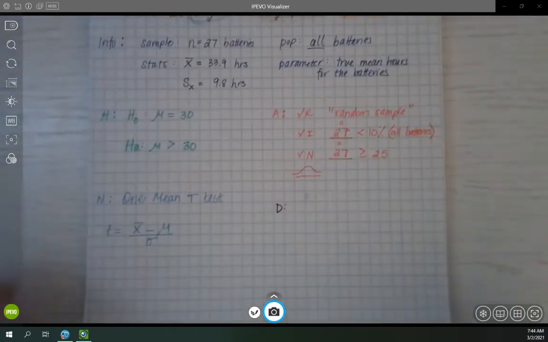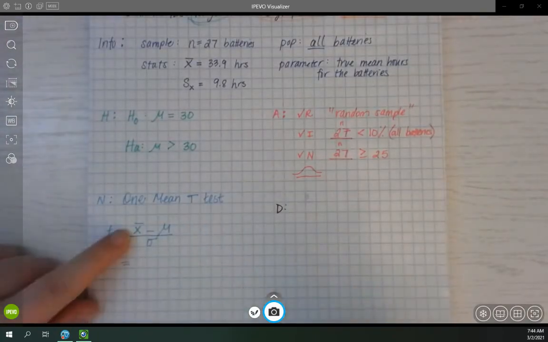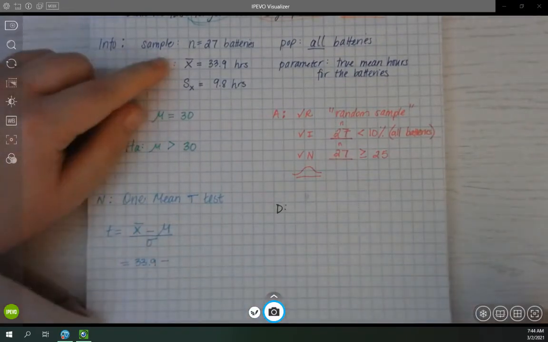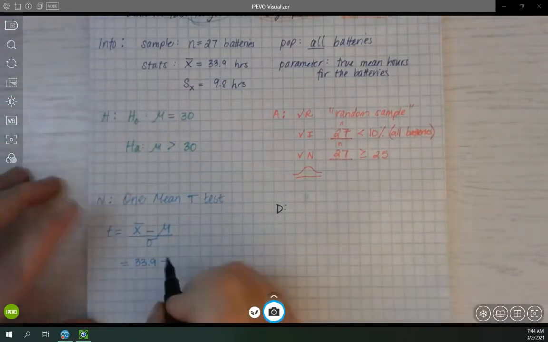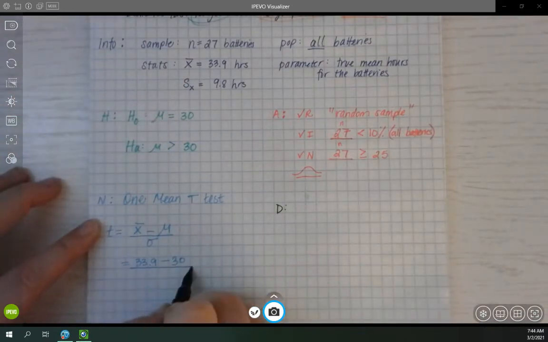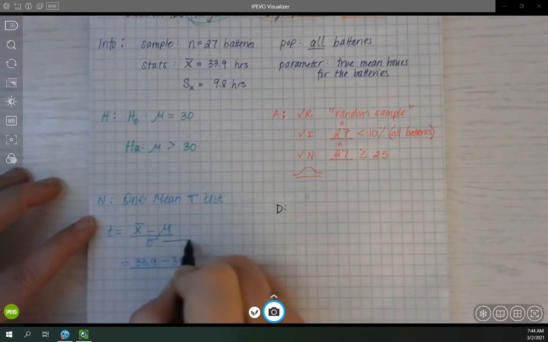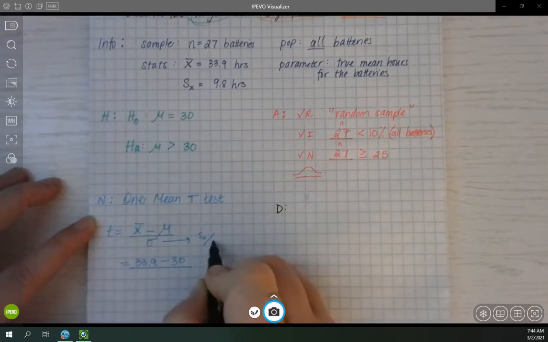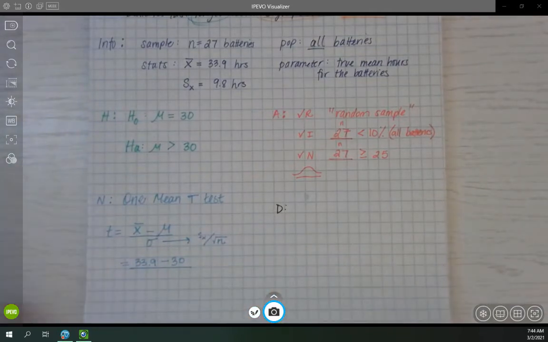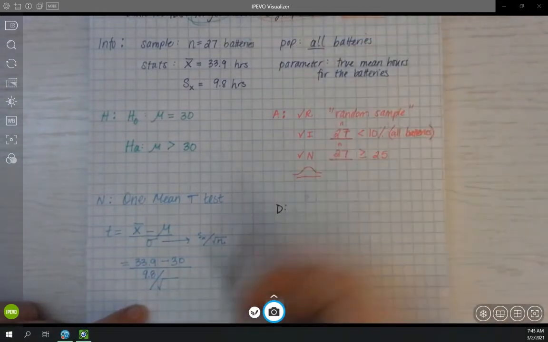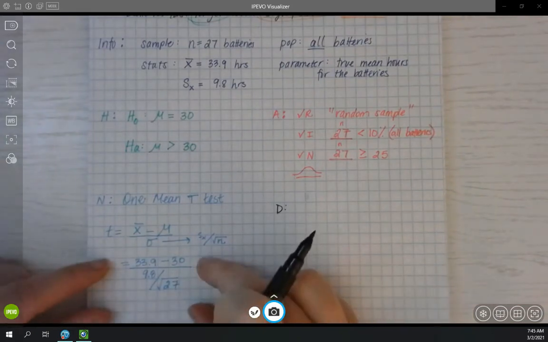So here's what it's going to look like. My x bar is 33.9 minus my mu, what they're claiming, is 30, all over. And now we're going to create a fraction on the bottom. This turns into Sx over the square root of how many we took. So my standard deviation of the sample, 9.8, divided by the square root of how many were in my sample, 27. This is all the work you need to show.